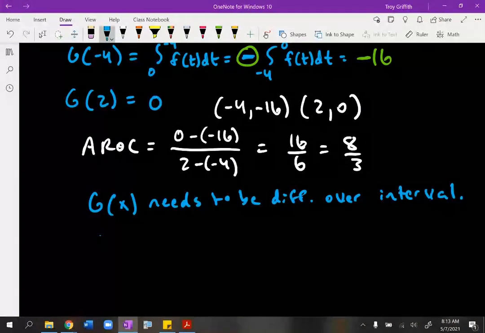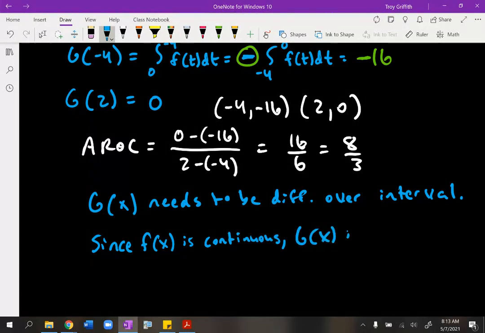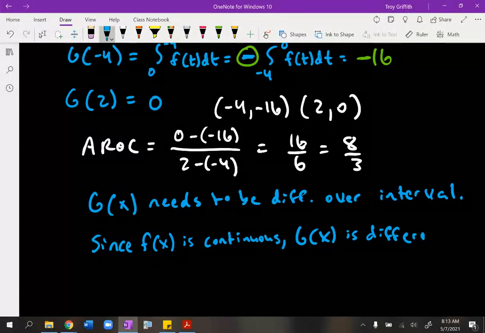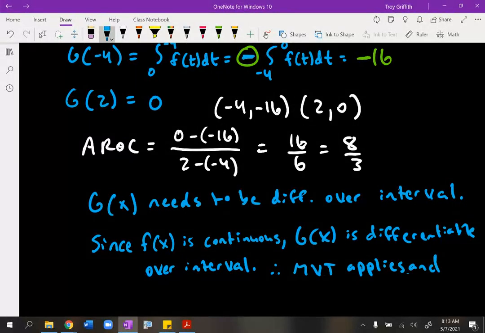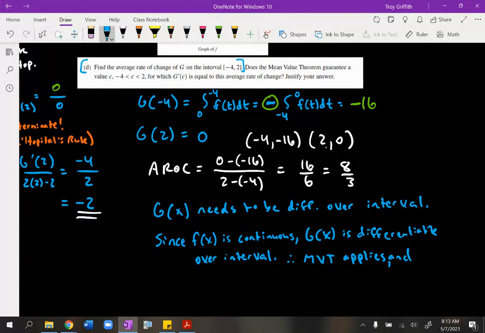So we can say since f of x is continuous, g of x is differentiable over the interval. Okay, and since g of x is differentiable over the interval, this means the mean value theorem does apply. Okay, so we could say therefore mean value theorem applies, and g prime of c equals 8/3 for some c value within the interval.